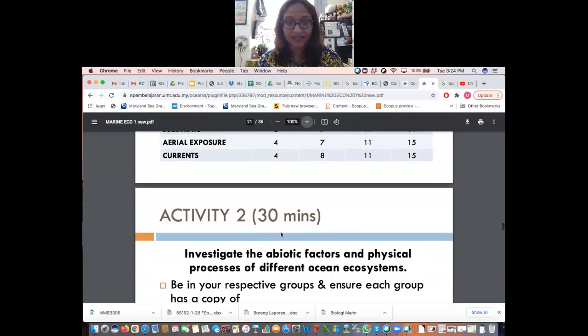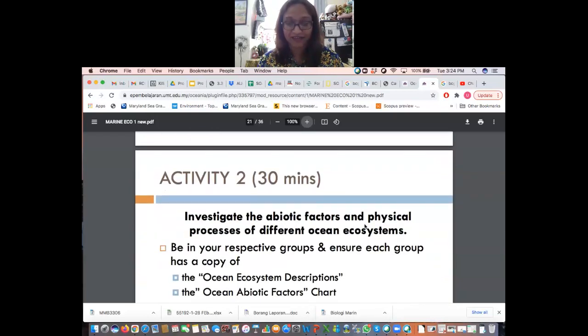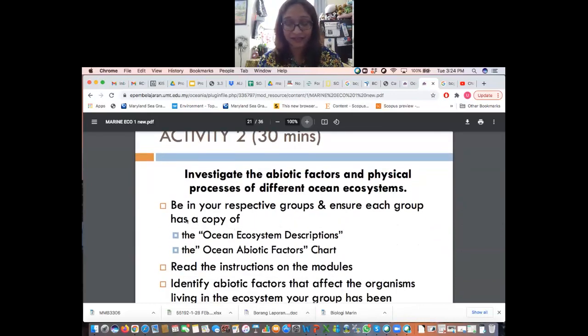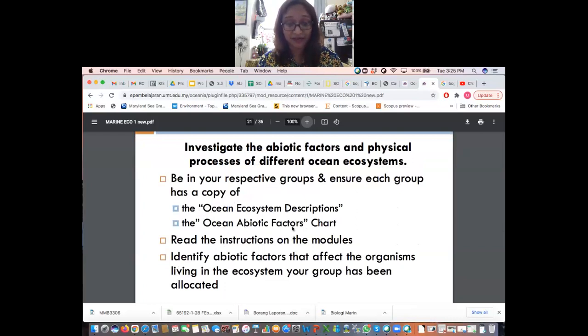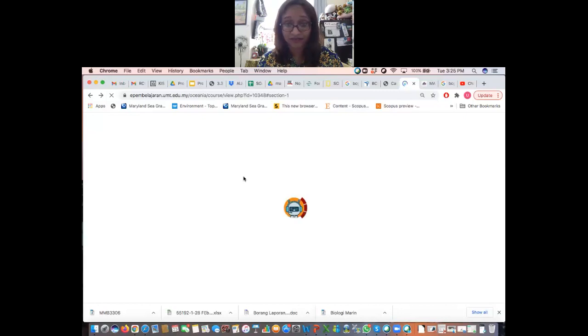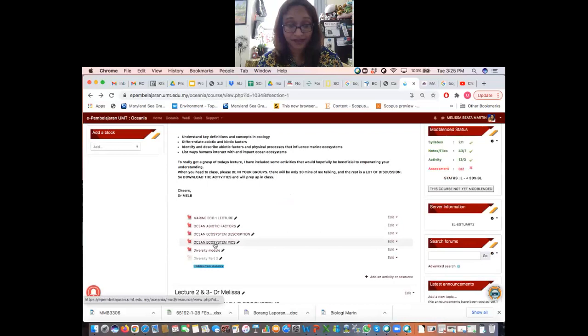Alright, so for the next 30 minutes, you're expected to investigate the abiotic factors and physical processes of different ocean ecosystems. For this activity, I would like you to be in your respective groups again, of 4 each, and ensure each group has a copy of the ocean ecosystem descriptions and also the ocean abiotic factors chart. So it's again referring back to these modules. These are the two.